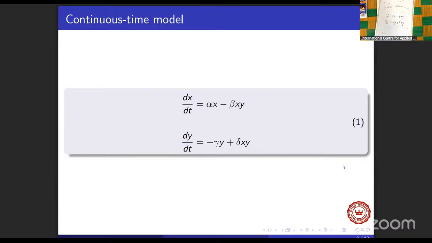So what will happen if y is equal to 0? Then dx/dt is equal to alpha x. That is when this population has unbounded growth. But when we consider minus beta x y, and if x is equal to 0, then dy/dt is equal to minus gamma y. What will happen? The predator without food, the population goes to die out.